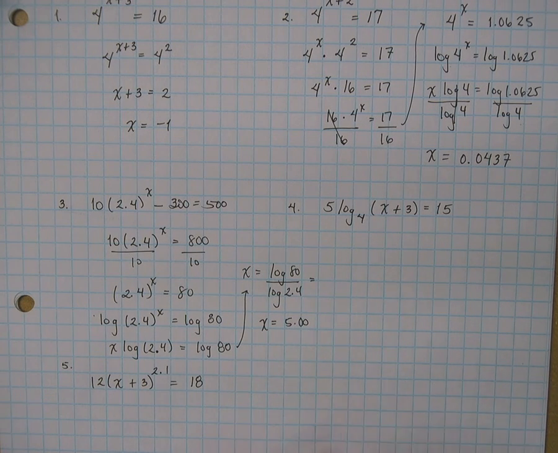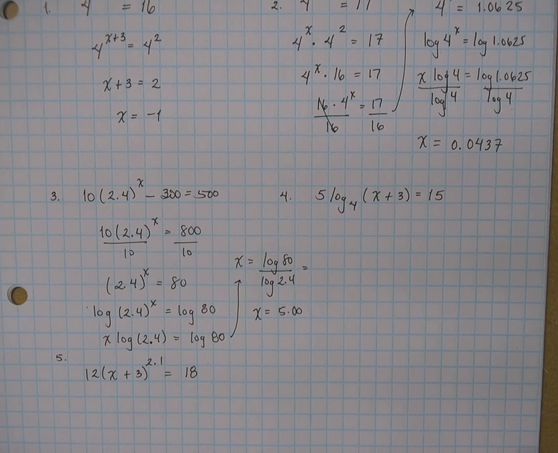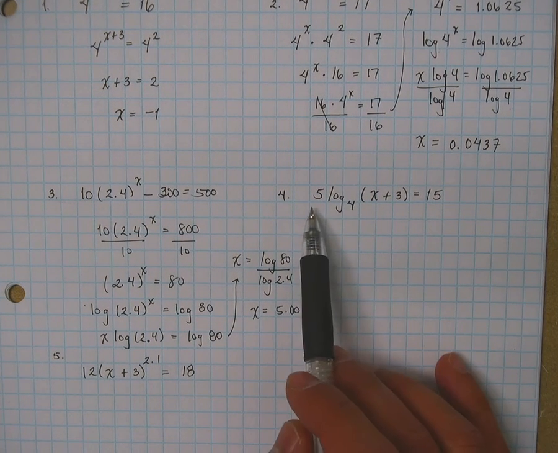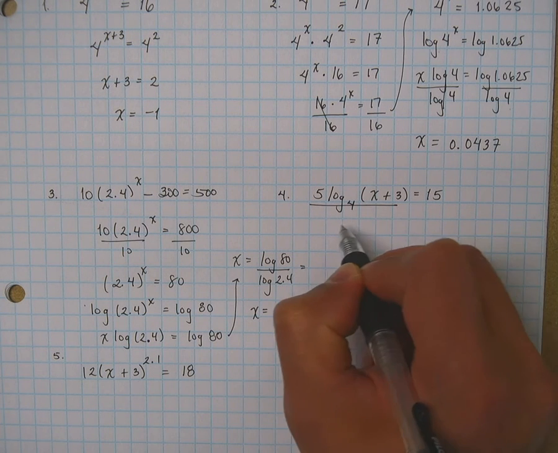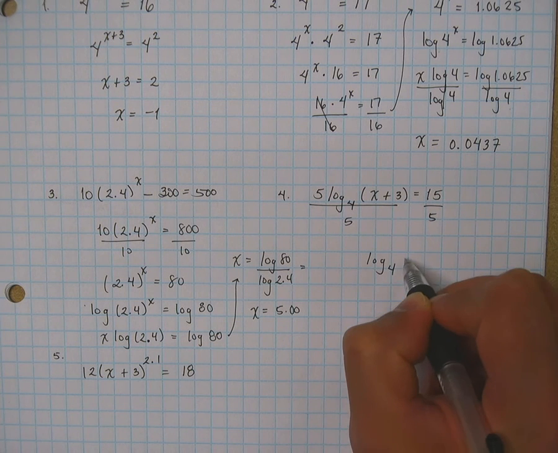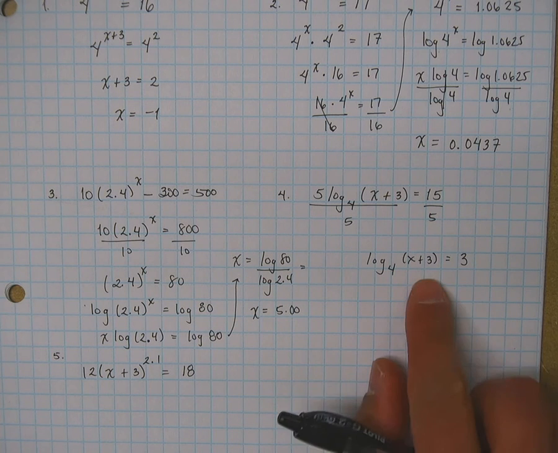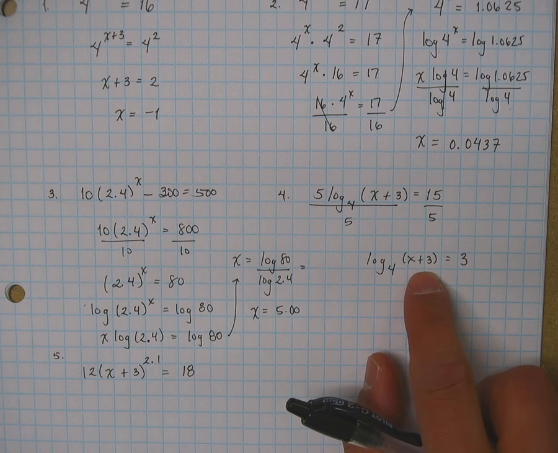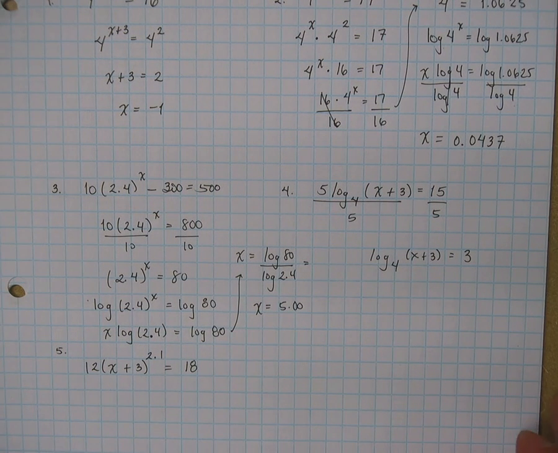Alright. Number 4. This one is a little bit tricky, or it seems like it. But you see how I have the 5 here in the front? It's a multiplier. So I'm going to go ahead and divide both sides by 5. So divide this whole thing by 5, and I'm left with log base 4 of x plus 3 equals 15 divided by 5 is 3. Now be careful, the x plus 3, you cannot do anything with that just yet. You have to leave it inside because it's part of the log. A lot of students like to subtract 3 on both sides, but you can't do that.